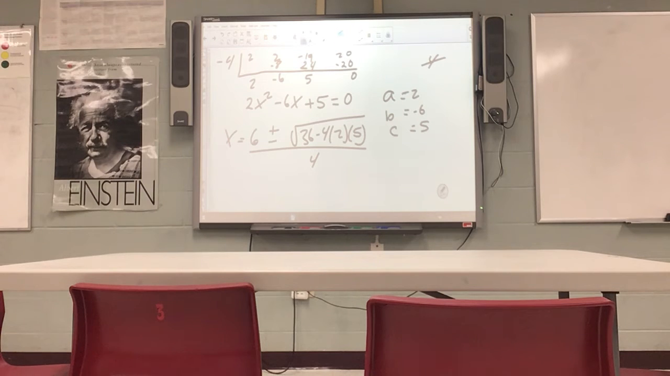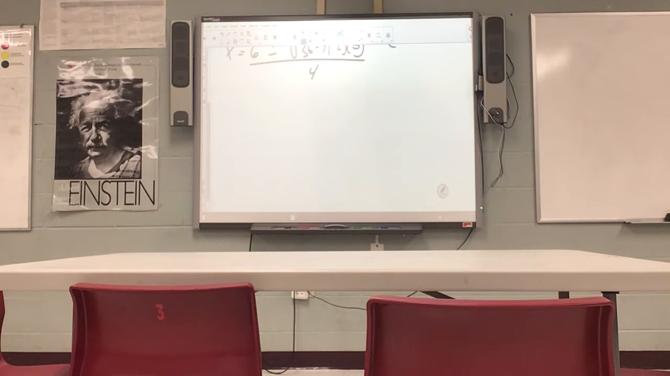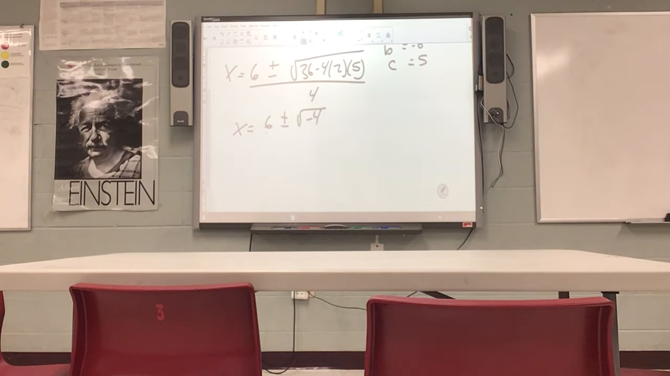Now, that makes 4 times 2 is 8, 8 times 5 is 40. So underneath the radical, you've got 36 minus 40. Okay, that's negative 4. So x equals 6 plus or minus the square root of negative 4 all over 4. What is the square root of negative 4?